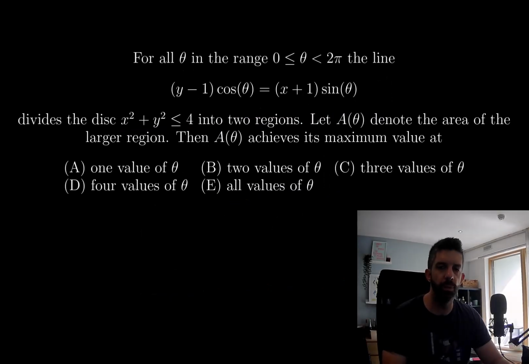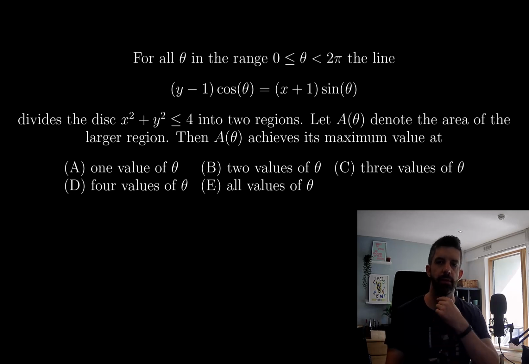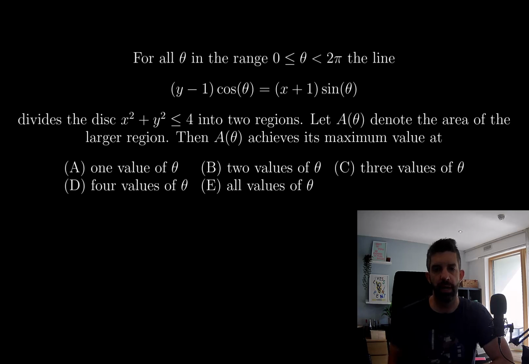For all theta in the range 0 less than or equal to theta less than 2 pi, the line y minus 1 times cos theta equals x plus 1 times sine theta divides the disk x squared plus y squared less than or equal to 4 into two regions. Let A of theta denote the area of the larger region. Then A of theta achieves its maximum value at one value of theta, two values, three values, four values, or all values of theta.